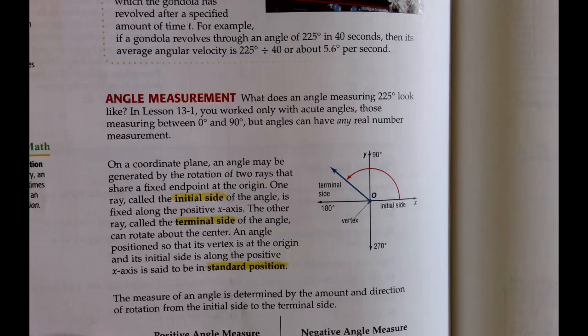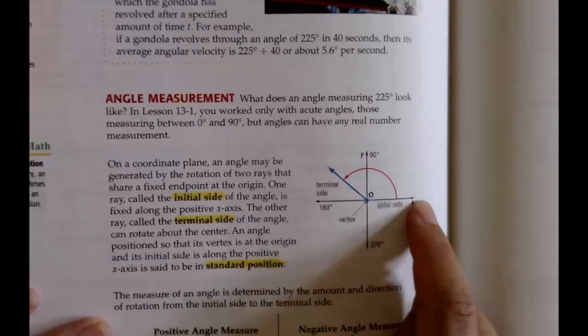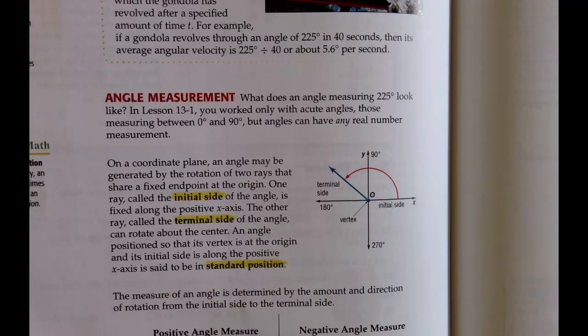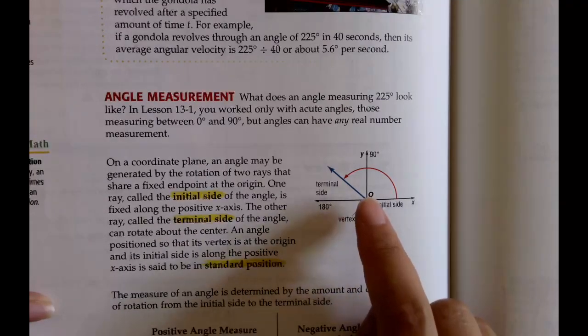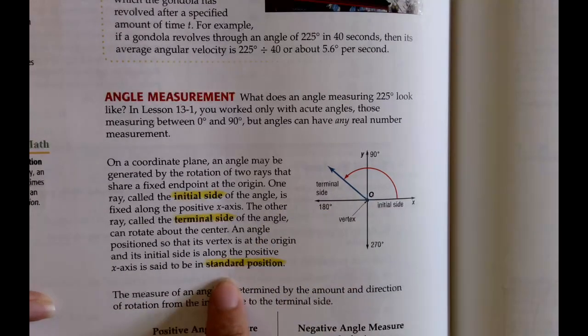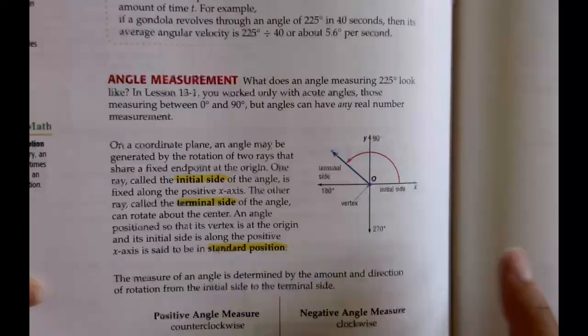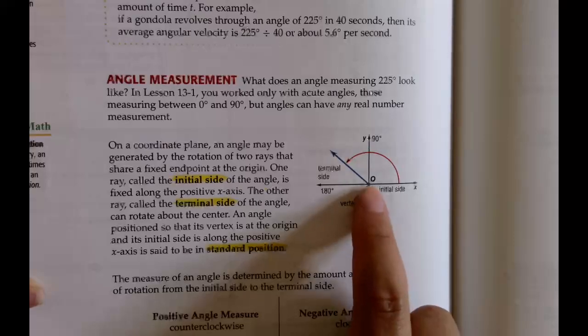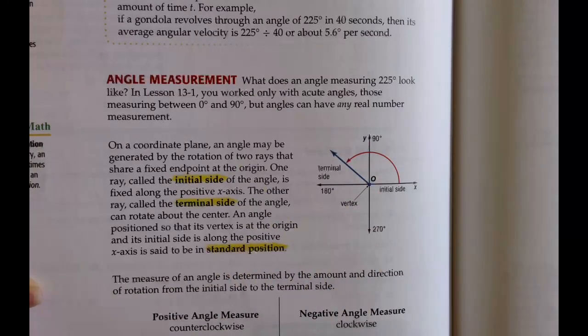On a coordinate plane, one ray is known as the initial side, and it's along the positive part of the x-axis. The other ray that forms the angle is the terminal side, and it rotates around the center. An angle that's positioned so that the vertex is at the origin is said to be in standard position. So this is your initial side, and wherever it ends up will be the terminal side. The vertex will be at the origin in order to be standard position.